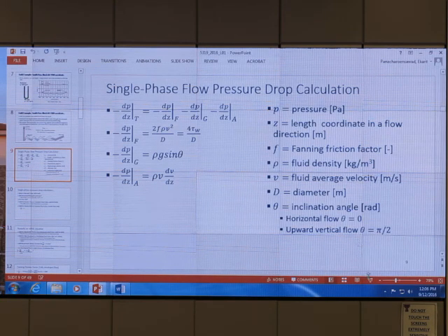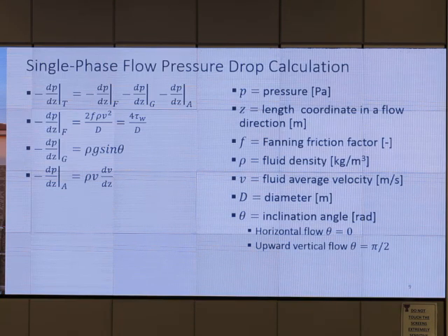What kind of assumption can we have? Do we have a gravitational term in there? Friction term? What about the accelerational term? Do we have it? No? Why don't we have it? Why can we neglect it? What kind of assumption do we use?